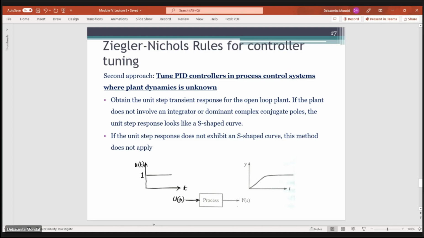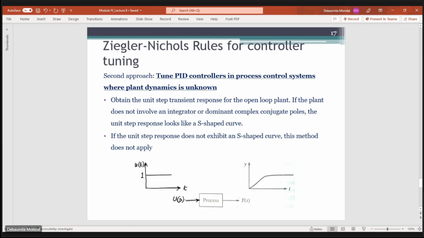If you don't know the transfer function of the system, then you can't use the previous method to tune the controllers, because for using the previous method you need to know the transfer function. You have to write the characteristic equation and from it find the critical gain and period of oscillation. That process is not possible when the plant dynamics is not known. So can we not tune a controller in that kind of scenario? Yes, obviously we can.